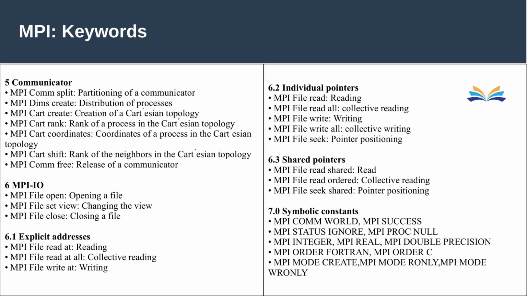Communicators in message passing interface allow partitioning with message passing interface COM split, creating Cartesian topologies using message passing interface cart create, and managing ranks and coordinates. Message passing interface input-output facilitates file operations, including opening, reading, writing, and closing files with explicit, individual, and shared pointers. Symbolic constants like message passing interface COMWorld and message passing interface success standardize operations across different environments.